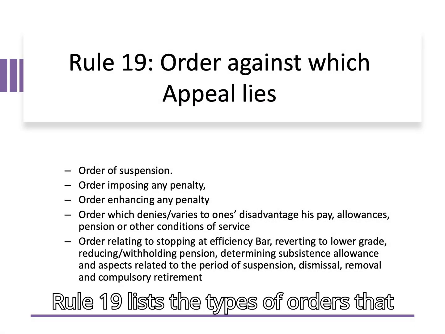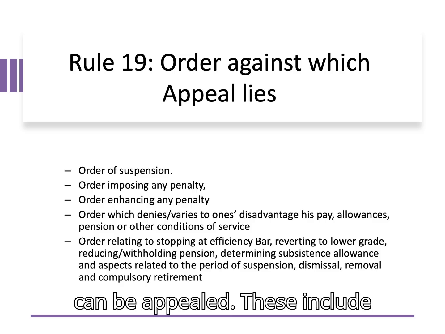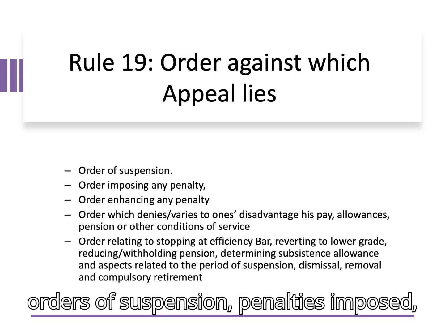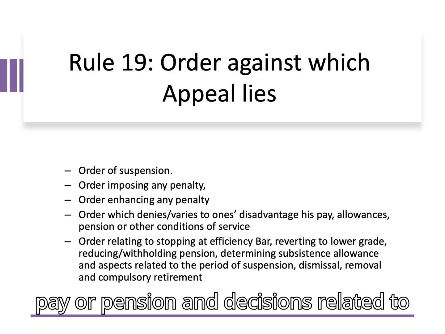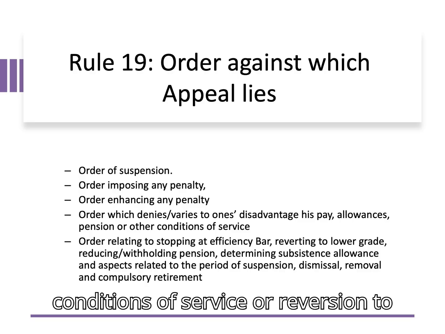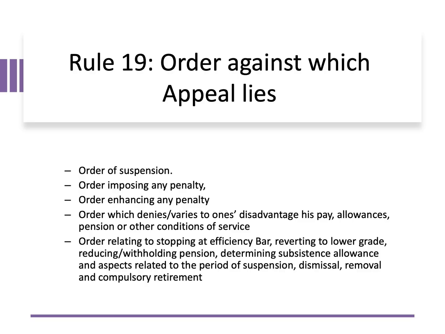Rule 19 lists the types of orders that can be appealed. These include orders of suspension, penalties imposed, enhancement of penalties, reduction of pay or pension, and decisions related to conditions of service or reversion to lower grades.